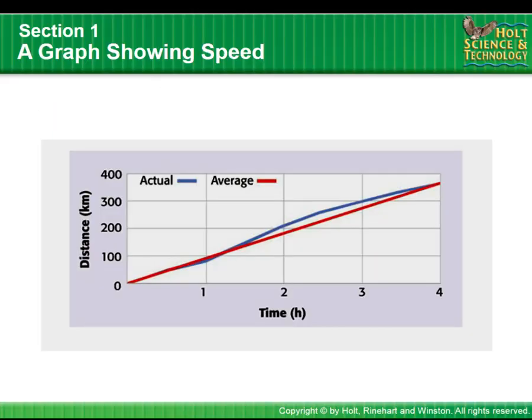Looking at this graph, you can start to see what I was talking about with the difference between average and actual speed. So we see this is a car, say, driving. And started at zero distance, and it drove for the first hour. How far did it drive in the first hour? Take a look at it. It goes from about zero to about 90 kilometers, it looks like, in 1 hour. So your speed, distance divided by time, so it would be about 90 kilometers per hour. So it went 90 kilometers in 1 hour.